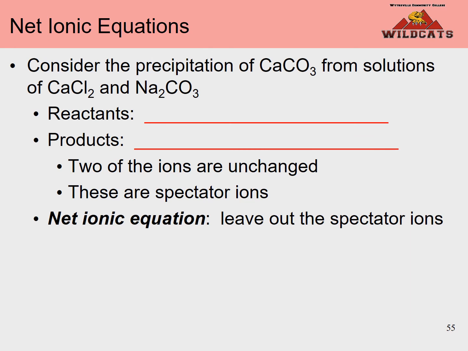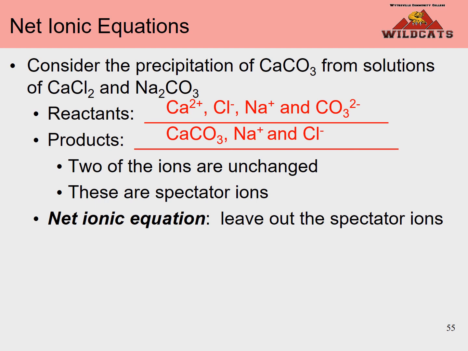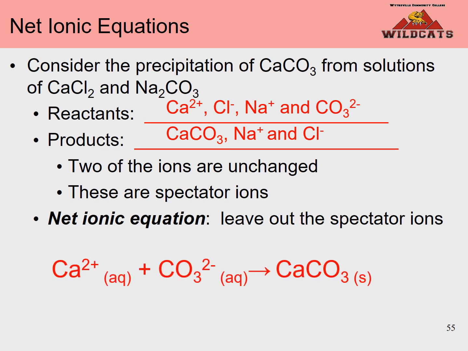So consider the precipitation of the calcium carbonate from the calcium chloride. We had calcium, chlorine, sodium, and carbonate, and we found the product calcium carbonate was our precipitate, and sodium and chlorine remained. So our spectator ions are our sodium and our chlorine. So technically, we're going to write a balanced equation to show the production of our calcium carbonate.